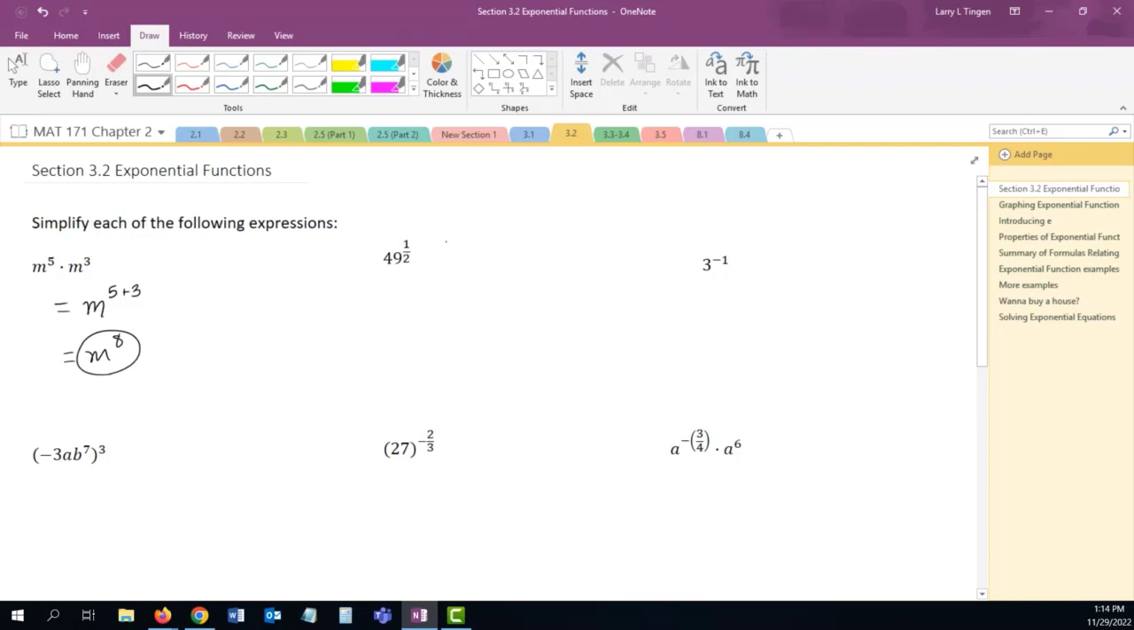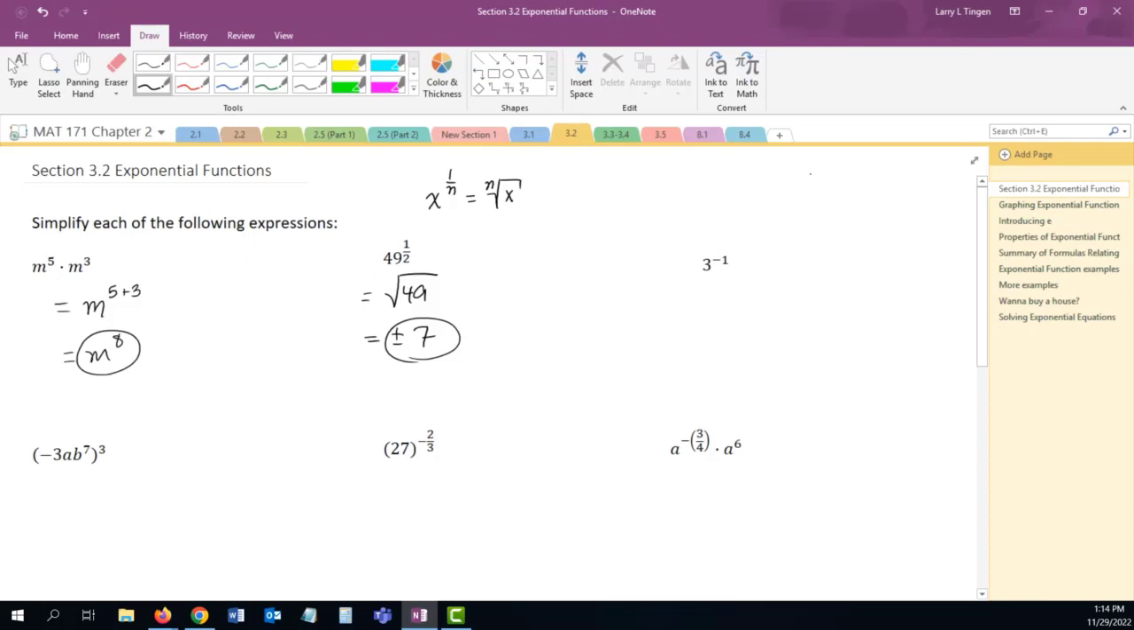Everybody remembers that. Here's the one that gets people. When I have a fractional power, let me give you a generalized example. If I have some number x raised to the 1 over n, that means I have the nth root of x. So the denominator determines which root I'm looking at. If it's a 2, it's a square root. If it's a 3, it's a cube root. If it's 4, it's a 4th root, and so on. So 49 to the 1/2 power is the square root of 49, which is plus and minus 7.